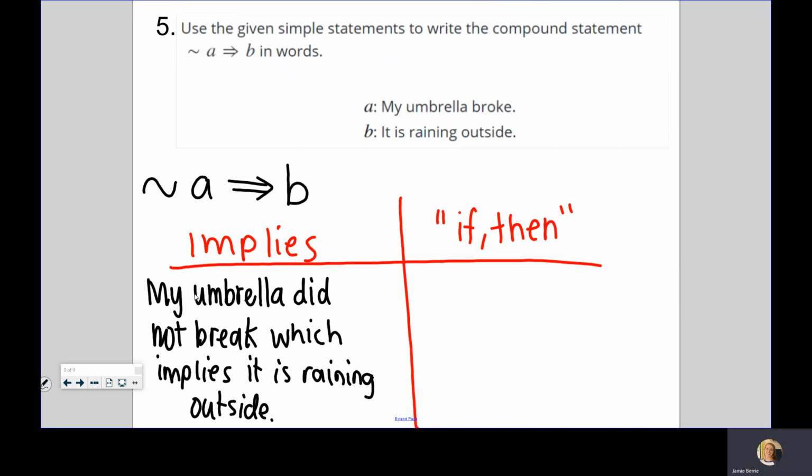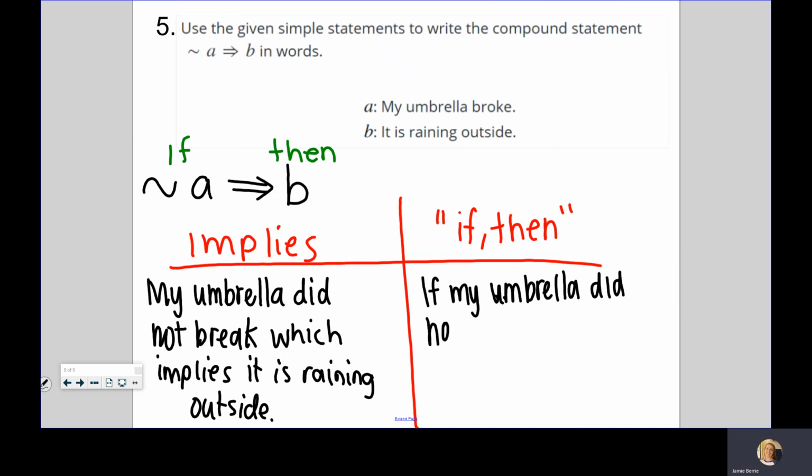Now, if we were to write this in the if-then format, which, like I said, I think just flows a little better. The first part's always "if," the second part's "then." So, if my umbrella did not break, then it is raining outside.